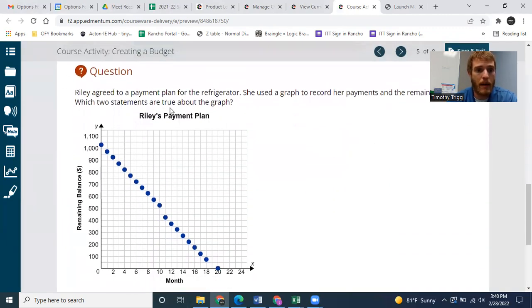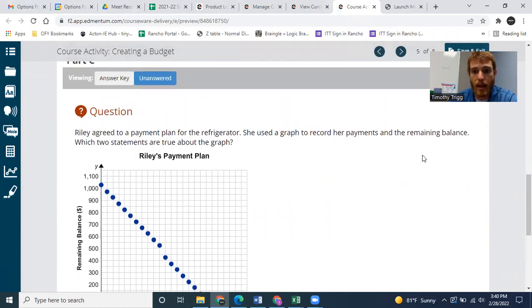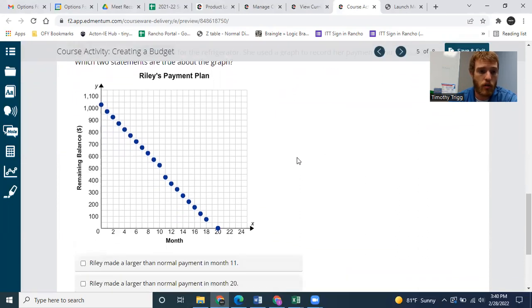Riley agreed to a payment plan for the refrigerator. She uses a graph to record her payments and the remaining balance. Which two statements are true about the graph? You could see at the beginning, the amount of the loan is the total amount she borrowed, which was $1,025.99. But as the months go by, she's making payments towards that loan. So the amount that she owes is going down every month. You can see that here.